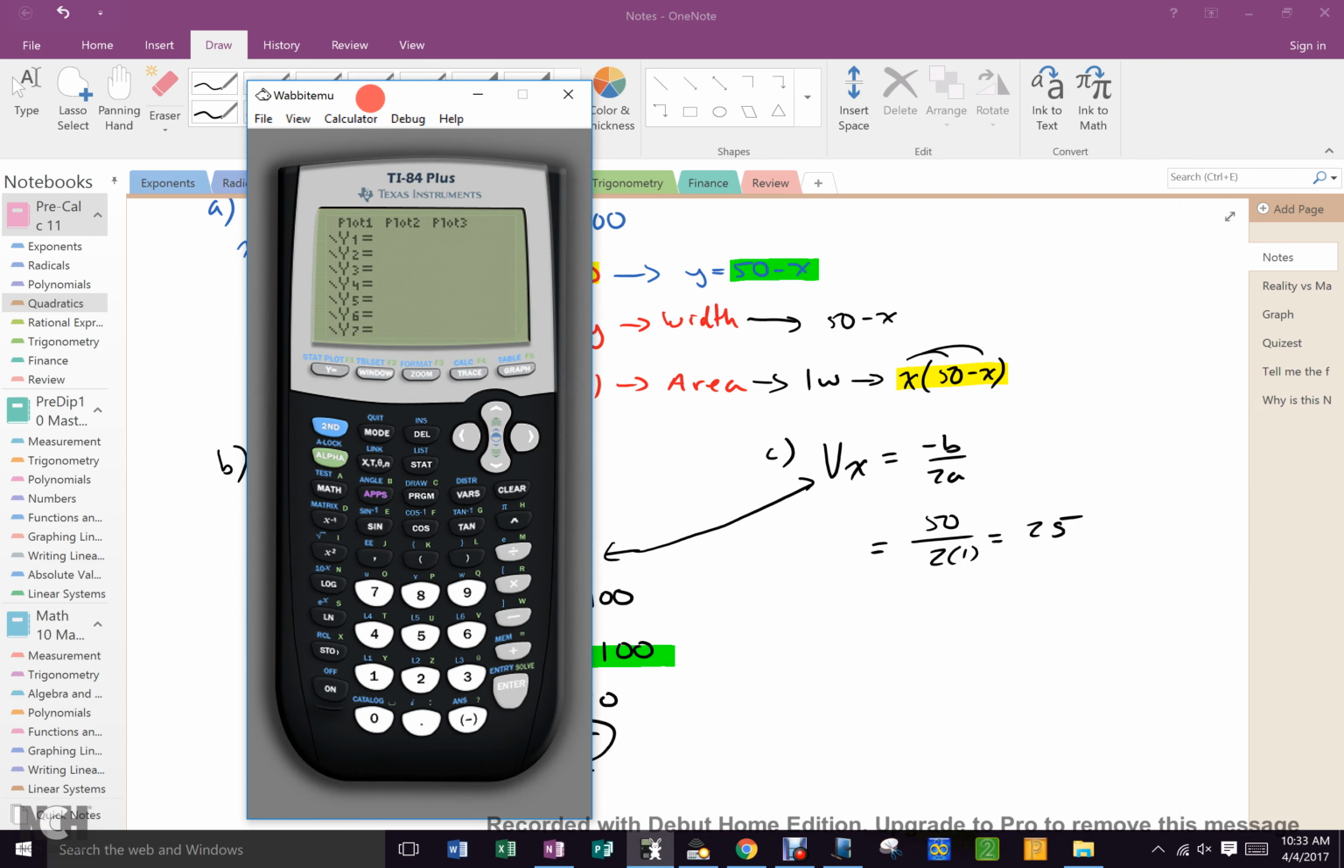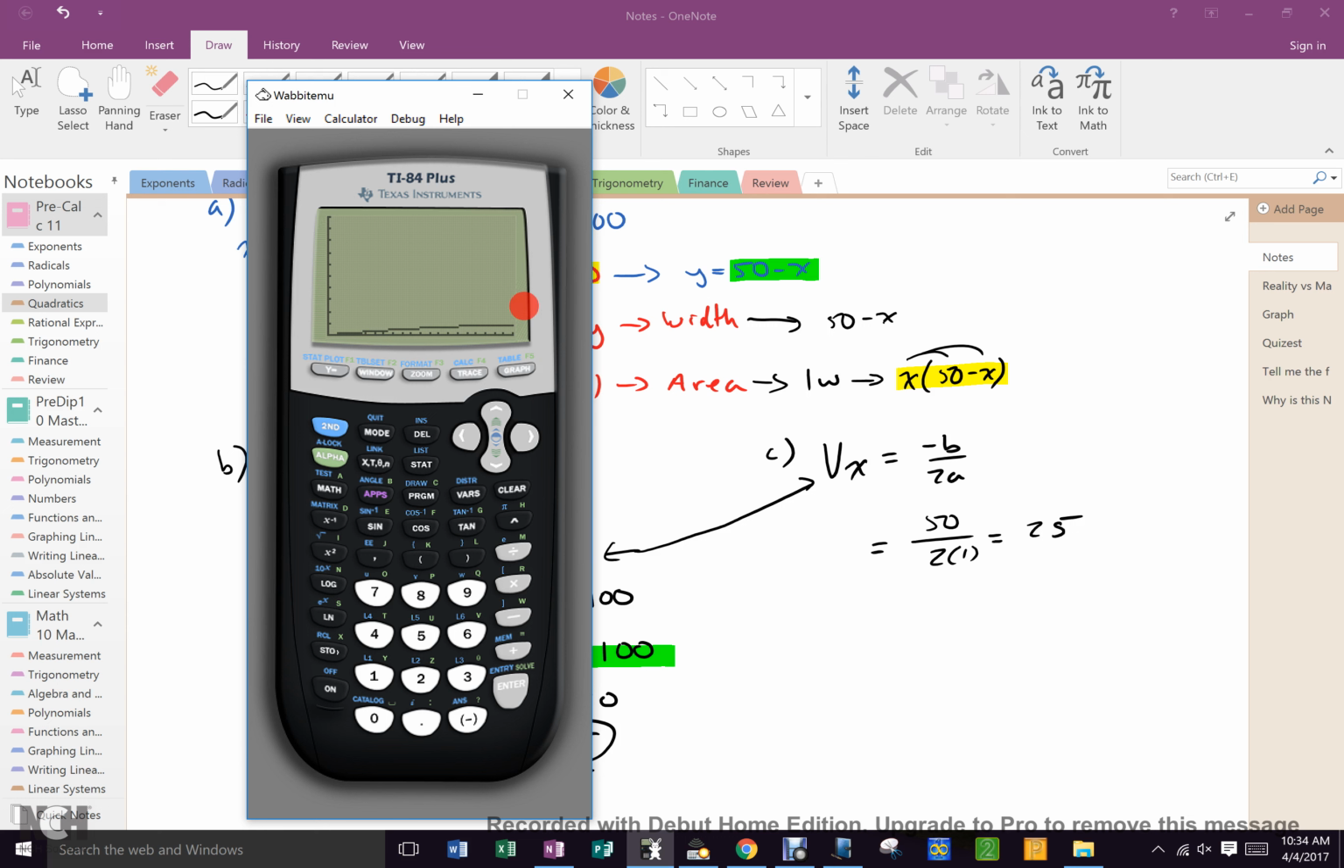What are you going to punch in? X, bracket, 50. What can you screw up right here? It's not a negative, it's minus. What? X, and then what? Close the bracket. Now, everybody's calculator right now probably has a different window, doesn't it? And when we hit graph, it's going to possibly look weird, yeah? Or it might not even show up. So that's ugly, yes?